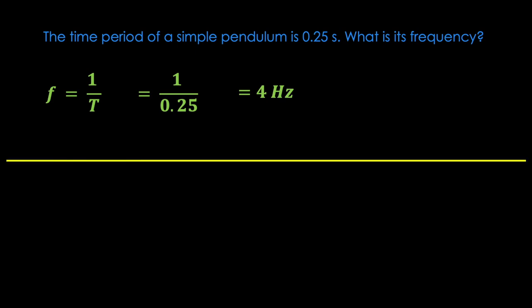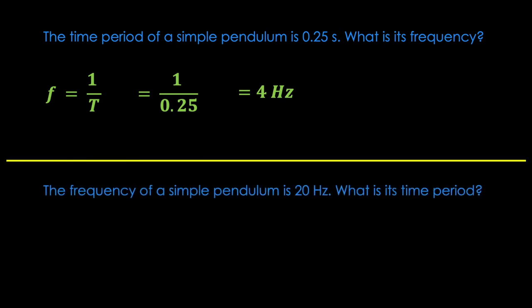Now let's look at another problem. This time, we need to find the time period when the frequency is given. The frequency of a simple pendulum is 20 Hertz. What is its time period? So then, when we apply the formula and replace the values, we find that the time period is equal to 0.05 seconds.